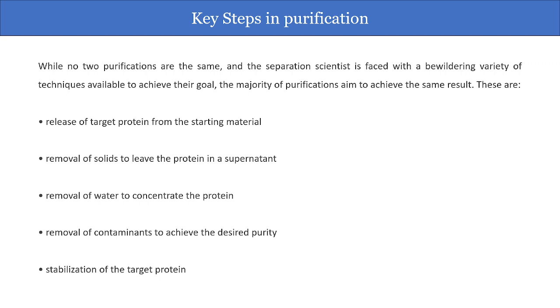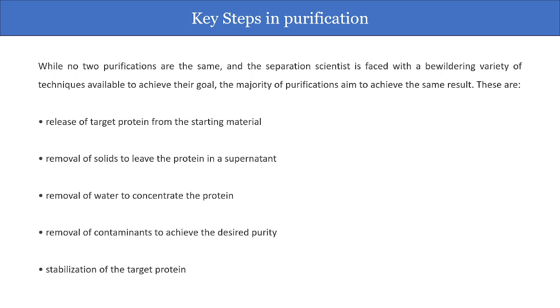So what are the key steps in purification? While no two purifications are the same, and the separation scientist is faced with a bewildering variety of techniques available to achieve their goal, the majority of purifications aim to achieve the same result. So what are these basic aims? Release the target protein from the starting material, like I was mentioning, the crude extract. So you have to get your desired protein from the starting material.